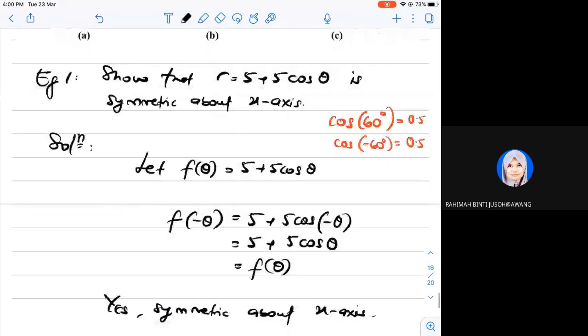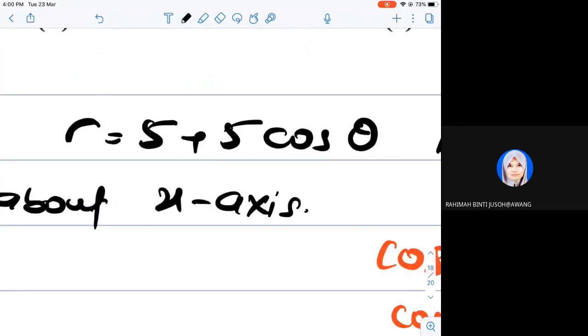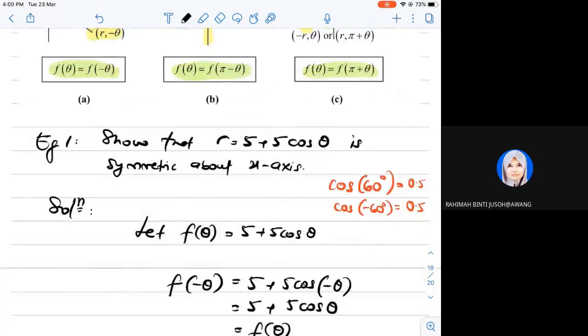Okay, kalau soalan test tu dia suruh you lukis. Ni bentuk apa ni guys? 5 plus 5 cos theta. Flower. Roses. Baru belajar tadi, bentuk apa ni? Cardioid. Yes, cardioid. Sebelah mana? Sebelah kanan. Macam itulah.